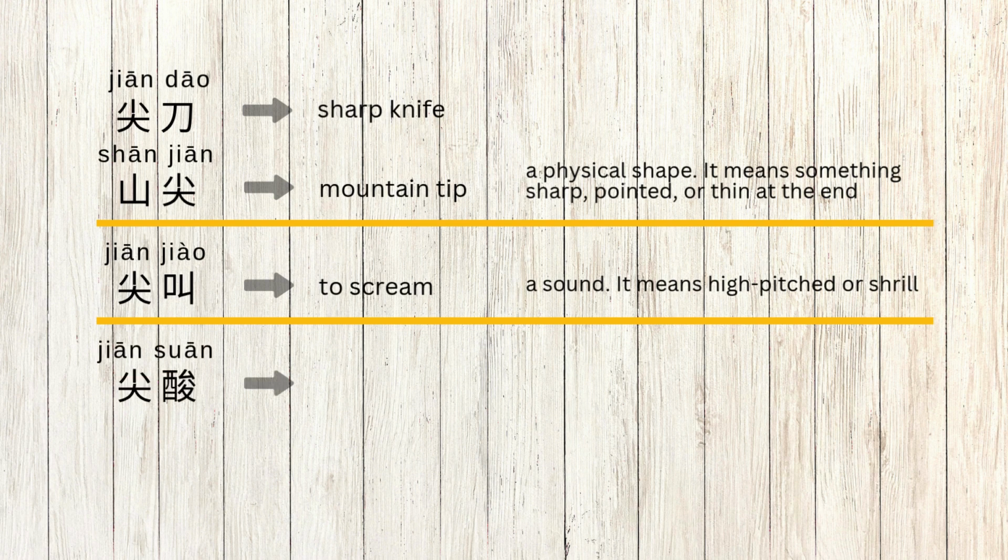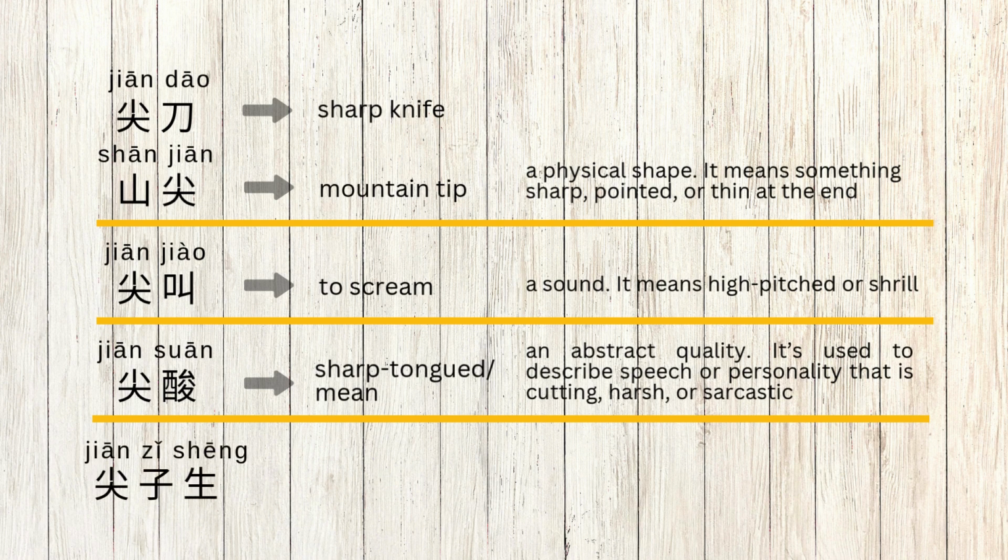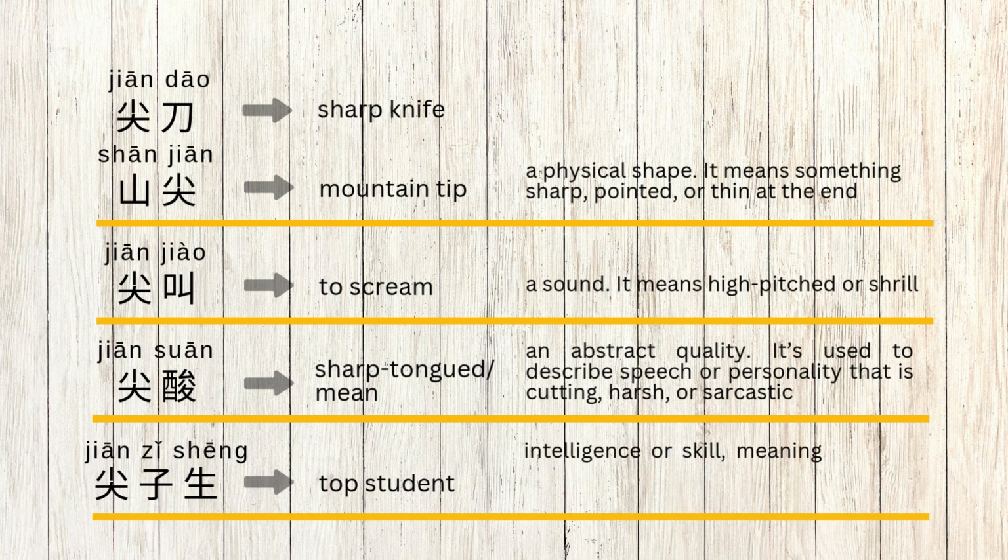尖酸 means sharp-tongued or mean. In this word, jian expresses an abstract quality. It's used to describe speech or personality that is cutting, harsh, or sarcastic. 尖子生 means top student. In this word, jian describes intelligence or skill, meaning someone who stands out or is especially clever in a certain area.